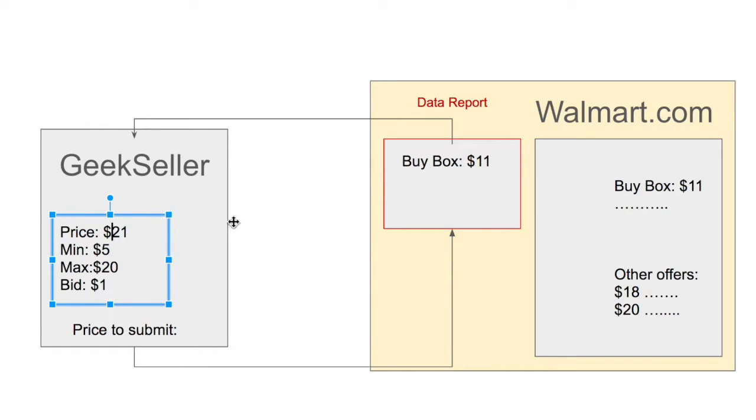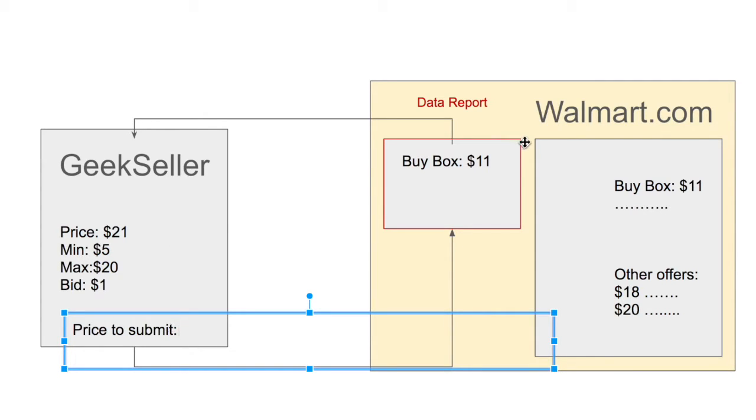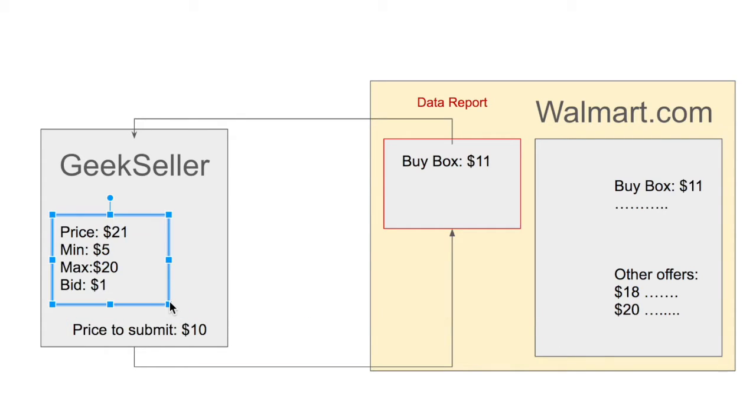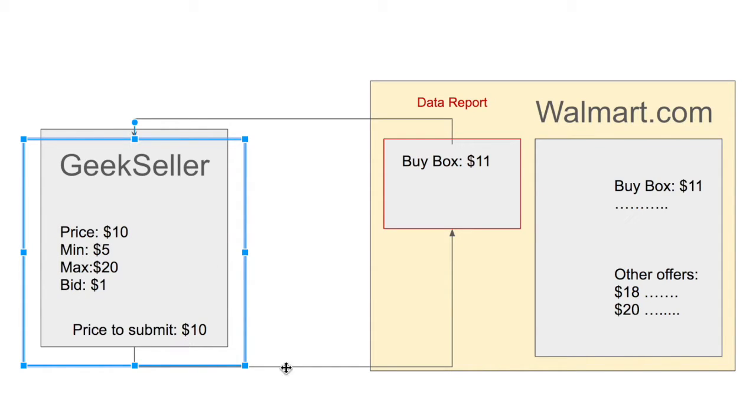So GeekSeller is reading the data report and it sees that the buy box is $11. Similar to what we did before, we just calculate 11 minus 1, it is $10. So we want to submit $10 for this product. We see that it's above minimum. We update this information here and we submit this $10.